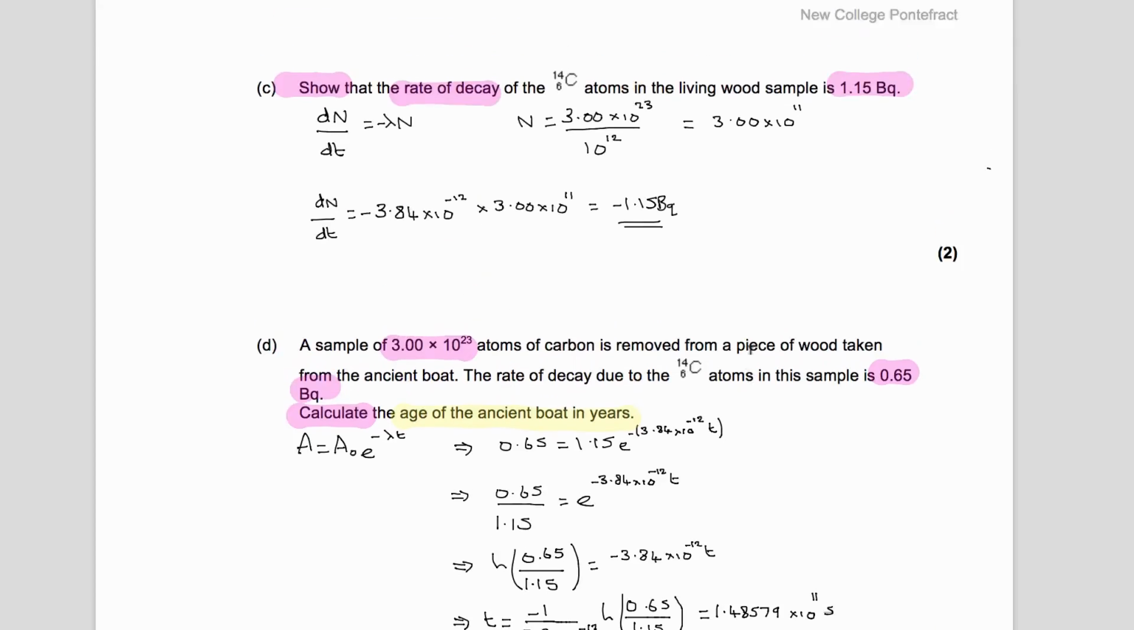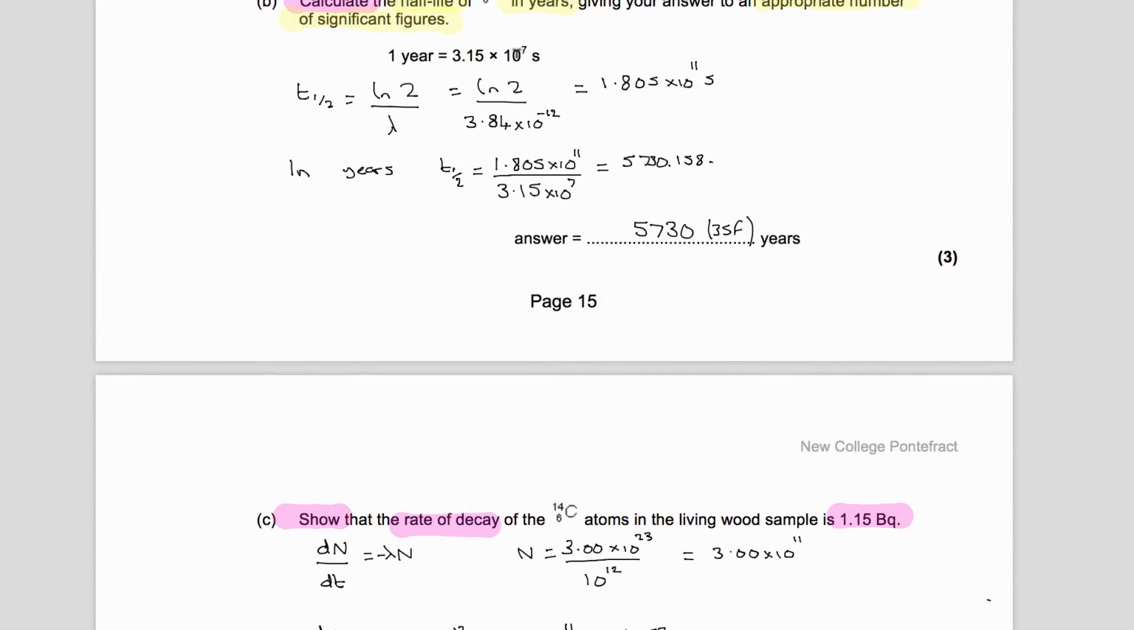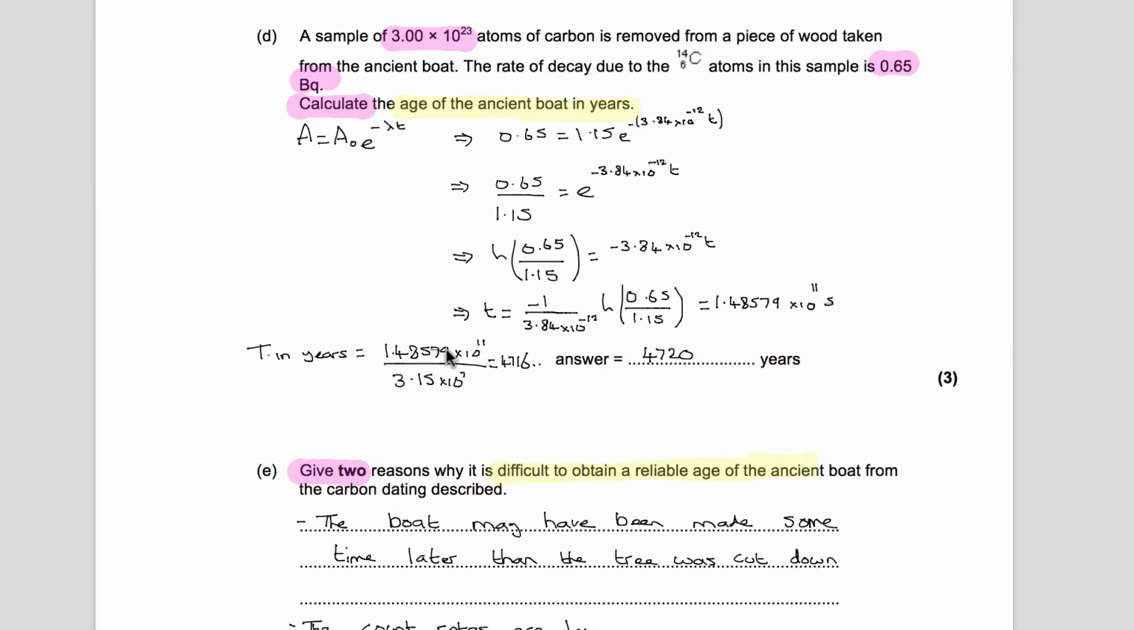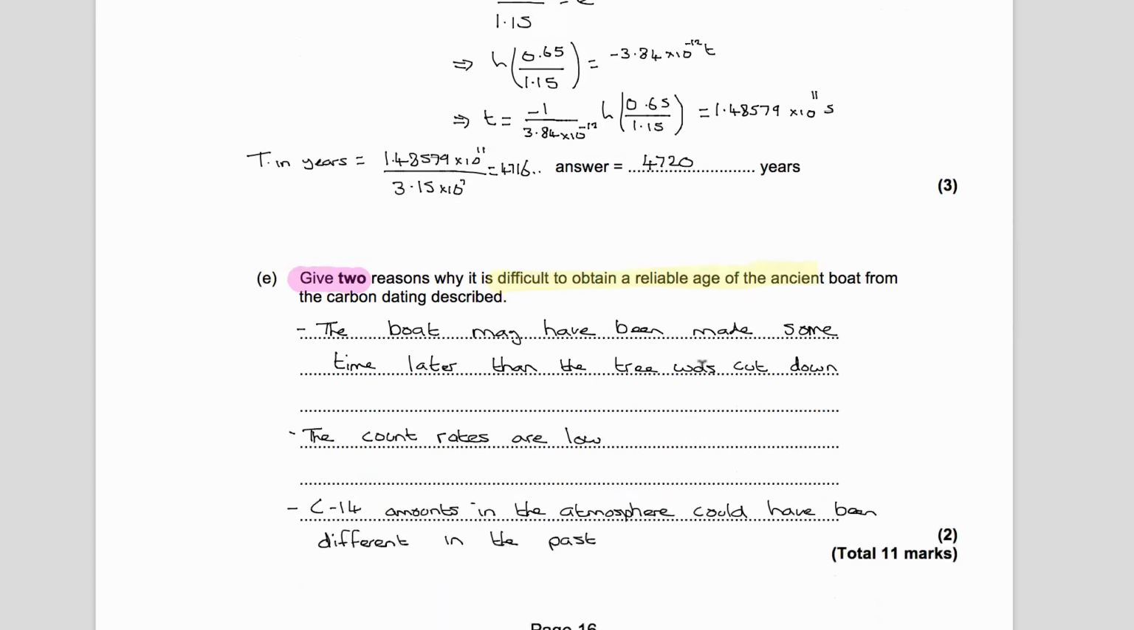So we go back up here and we take this conversion rate again. So we know that 1 year is 3.15 times 10 to the 7 seconds. We divide our answer that we got here in seconds by the number of seconds in 1 year. That tells us how many years it is altogether. So to 3 significant figures, this piece of wood is 4,720 years old.